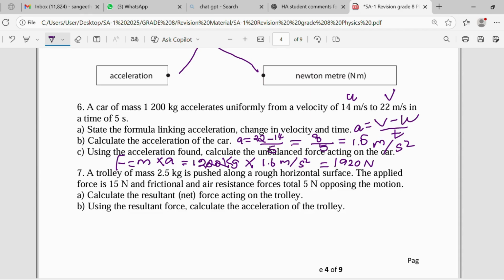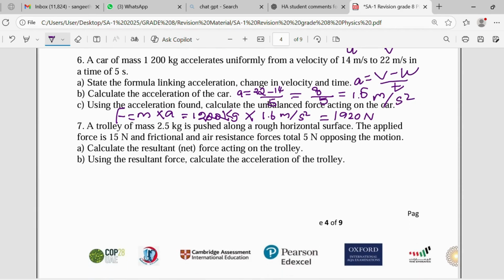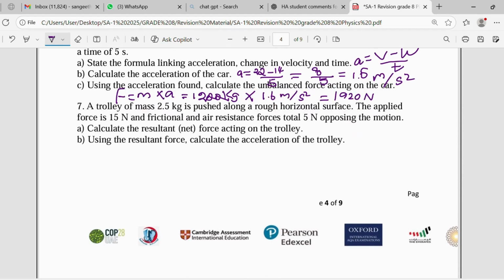Now, coming to question number 7. A trolley of mass 2.5 kg is pushed along a rough horizontal surface. The applied force is 15 Newton, and the frictional and air resistance force total 5 Newton opposing the motion. Calculate the resultant, that means the net force acting on the trolley. Then, using the resultant force, calculate the acceleration of the trolley.